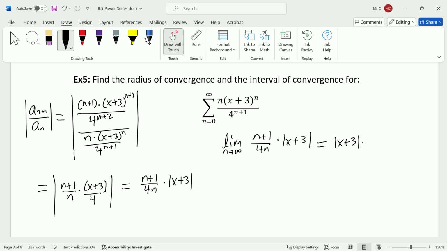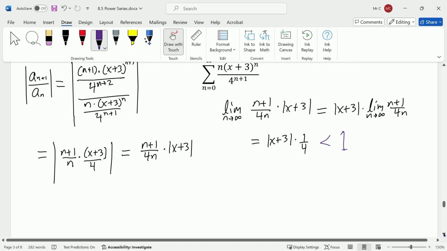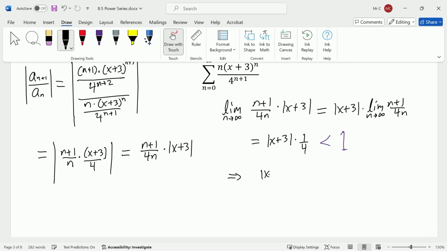That's the absolute value of x plus 3 times the limit as n goes to infinity of n plus 1 over 4n. And again, I'm skipping those really simple limits here. That's going to be 1/4 for that limit. And of course, our condition for the ratio test is that this converges when the whole thing is less than 1. So this implies that the absolute value of x plus 3 has to be less than 4. And of course, now this is our absolute value of x minus a is less than r. So r is 4. That's our radius of convergence.